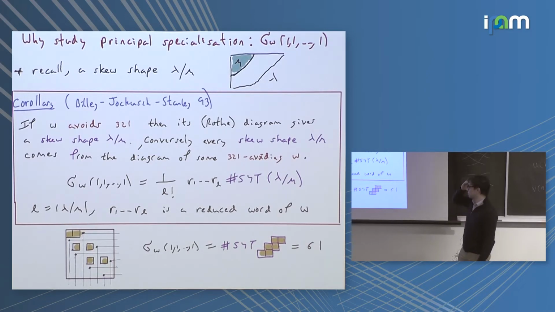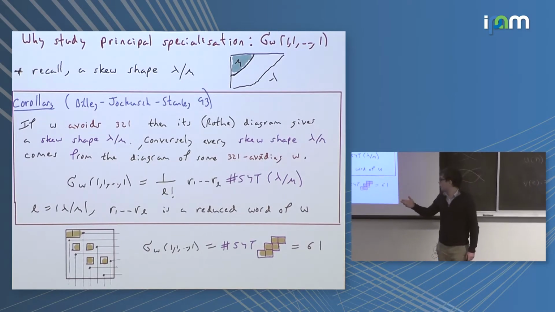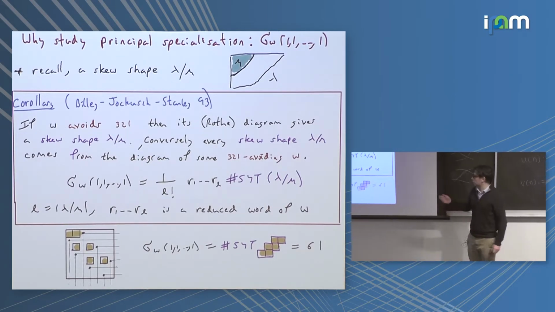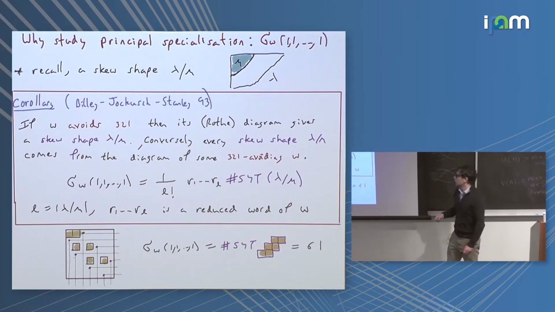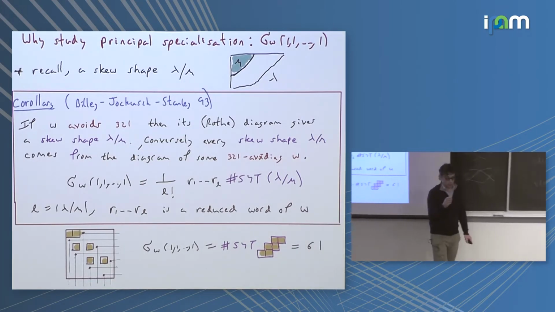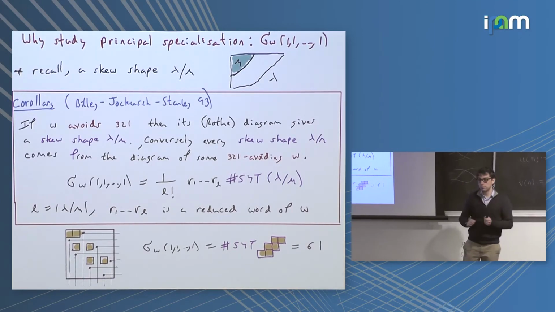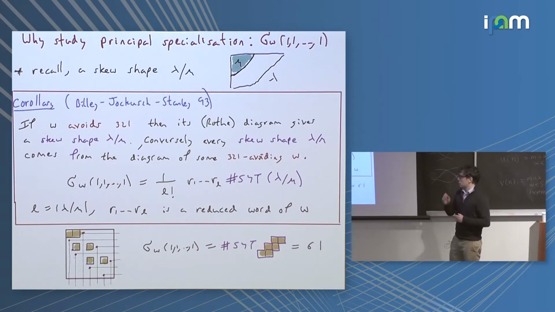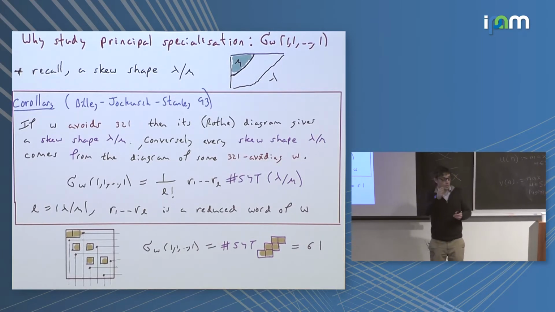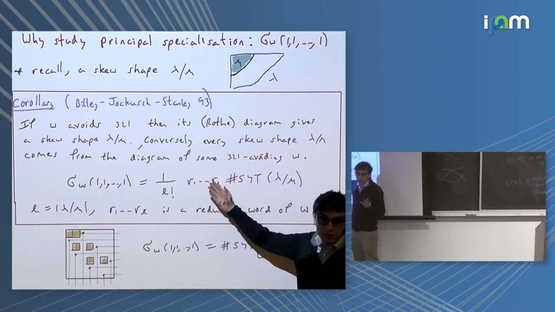Billey, Jockusch, and Stanley proved this in '93. Moreover, every skew shape you can obtain from the diagram of a 3-2-1 avoiding permutation. So there's a way to go back. And when you have a permutation that's 3-2-1 avoiding, all its reduced words are just related by commutations, not braid moves. So in that identity of MacDonald, you're just summing the same thing over and over again. In that case, the principal specialization is just 1 over L factorial, times the product of just any reduced word.